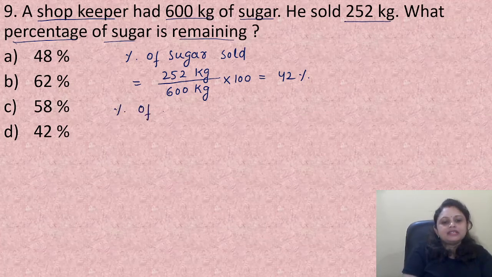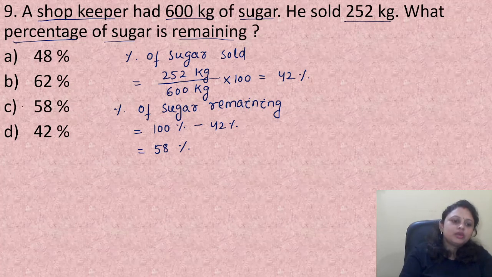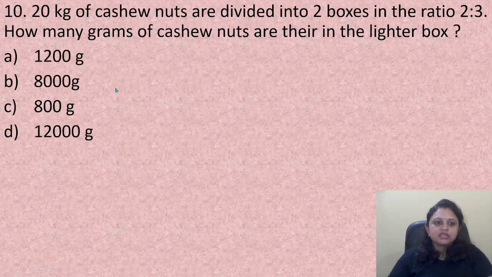So the percentage of sugar remaining. The total percentage is always 100%, right? So percentage of sugar remaining is 100% minus 42%, that is equal to 58%. So the correct answer is option C, that is 58%. Got it everyone? Coming to the next question.